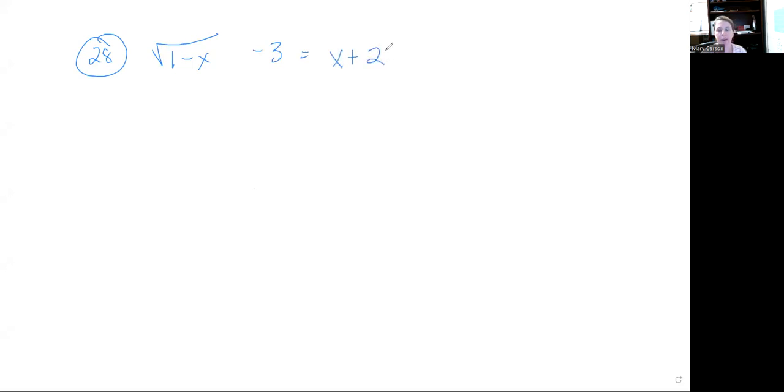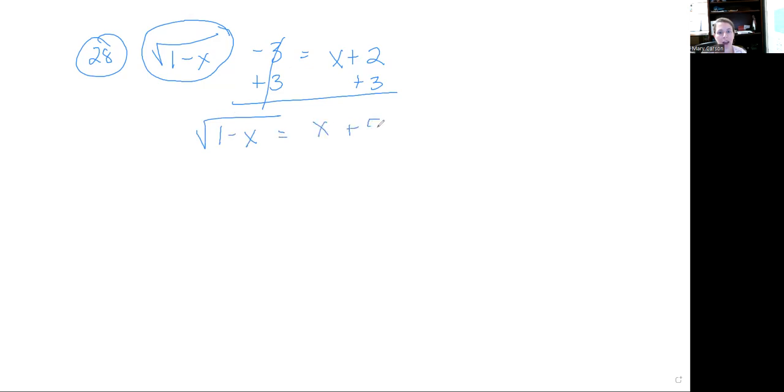So the first one was number 28, which was the square root of 1 minus x, minus 3 equals x plus 2. Okay. So remember, when you're solving radical equations, the first thing that you want to do is get the radical by itself. So I'm circling that. I need to move whatever is close to this to the other side. So I'm going to add a 3, and remember, this is going to go underneath the 2. Okay. So you're left with the square root of 1 minus x equals x plus 5.